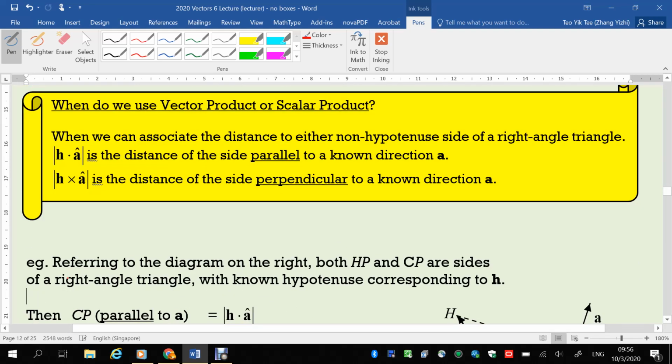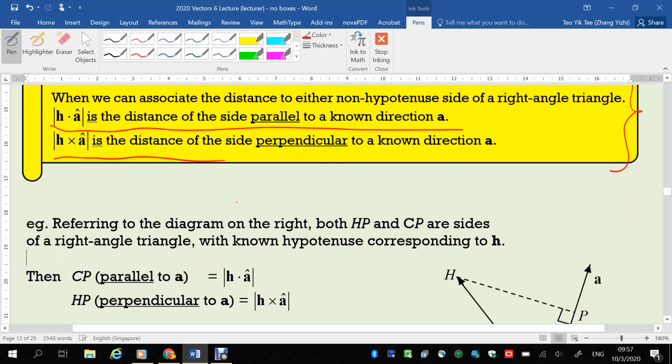Just a quick revision. These are the two items that you went through quite a lot in your chapter 2 and chapter 3. h dot a hat is the length of projection formula. h cross a hat is the distance of the side perpendicular to your known vector. That is in your chapter 2 and chapter 3.